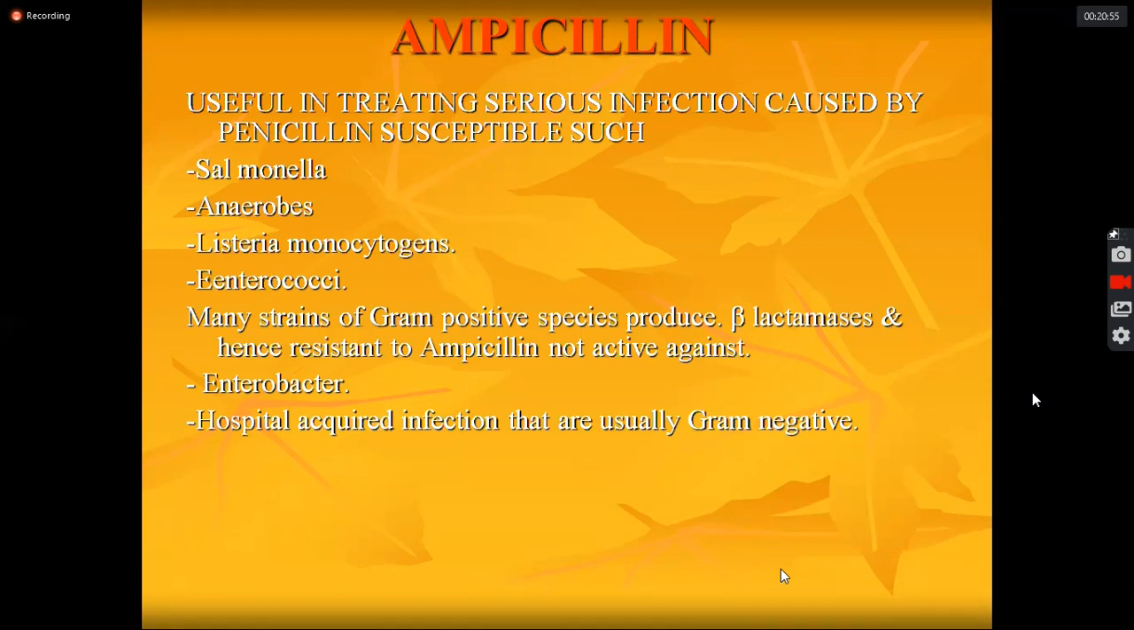Many strains of gram-positive species which are producing beta-lactamase, I told you streptococcus and staphylococcus, about 90% species of streptococcus, staphylococcus, and many species of meningococcus, pneumococci, haemophilus influenzae, they are all producing beta-lactamases. And they would be resistant to ampicillin as well, and you would have to use an anti-staphylococcal penicillin or a specific class of penicillin for these bacteria.